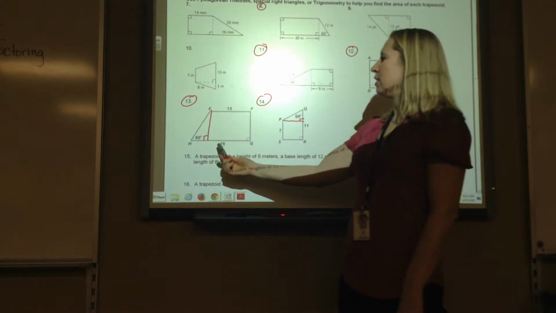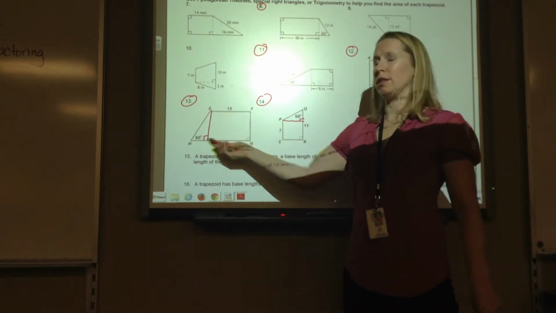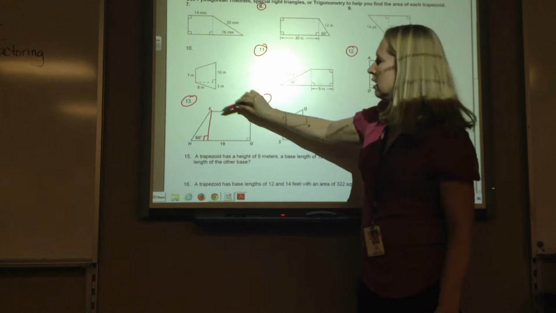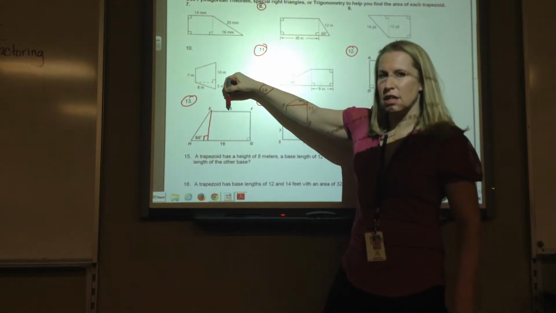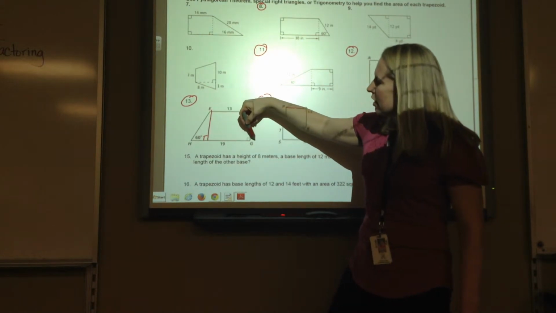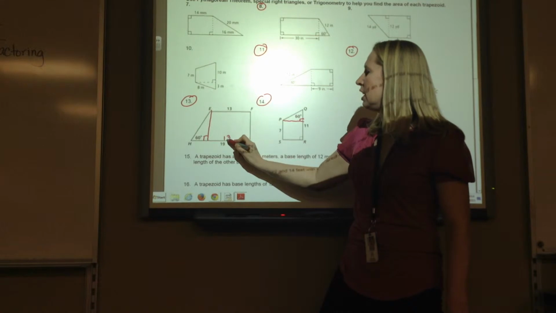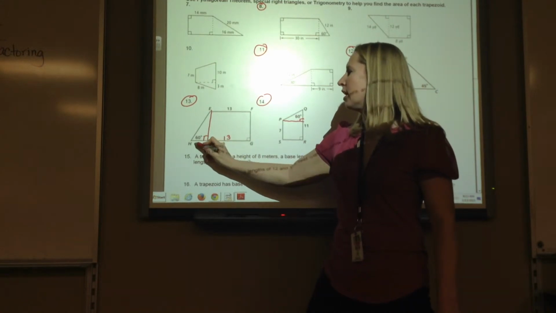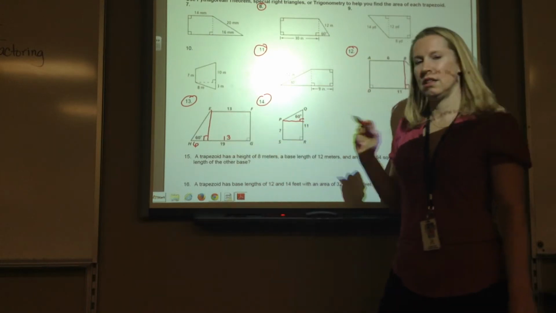How about this one right here, number 13? So I know this base is 13, I know this base is 19. What I'm missing is the height. So I'm going to need that height. If this length right here is 13, what do you think this length would be? It would also be 13, which would make this piece right here 6, because that whole piece is 19.